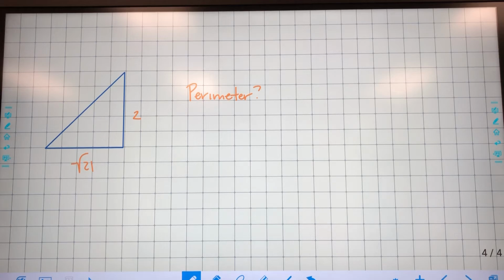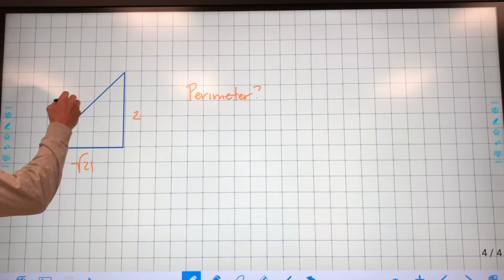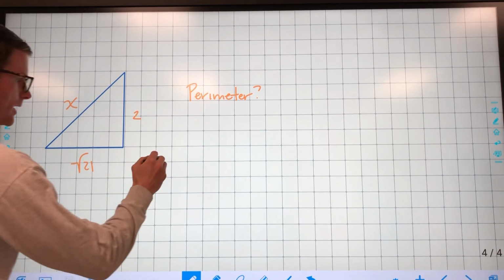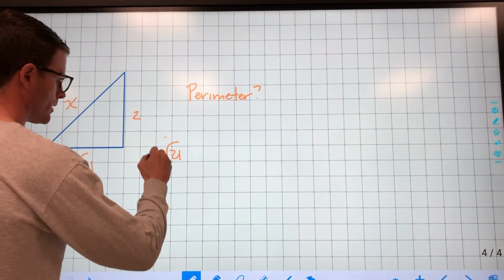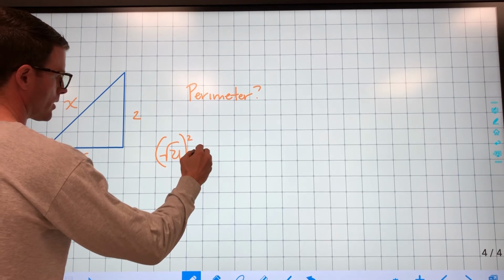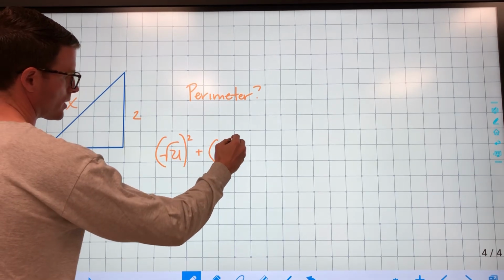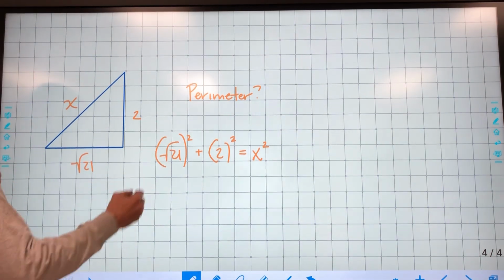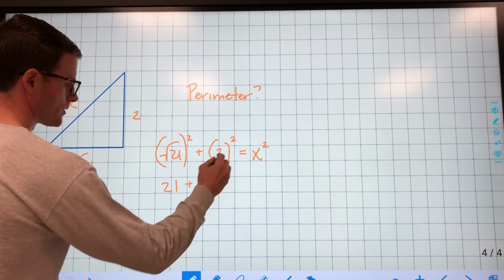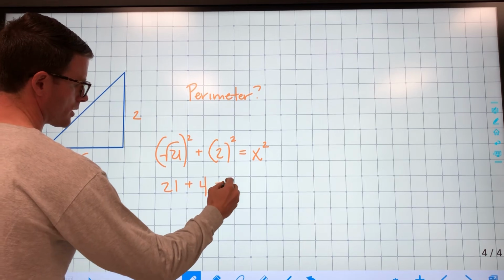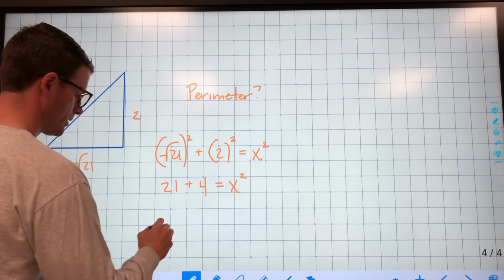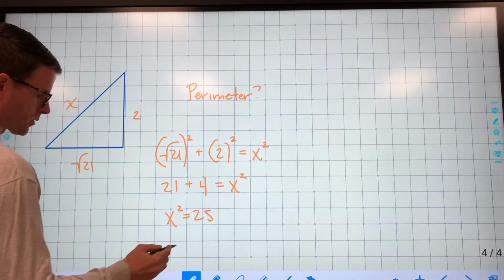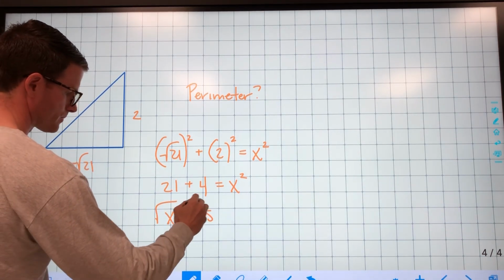Okay, so again, in order to find the perimeter, I need to know all sides. So I need to find x here. So we're going to do the Pythagorean theorem, okay, and say root 21 squared plus 2 squared equals x squared. Root 21 squared is 21. 2 squared is 4. So 21 plus 4 equals x squared. X squared equals 25. Square root of both sides.